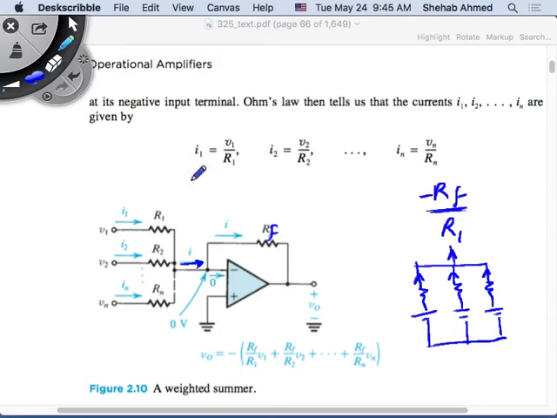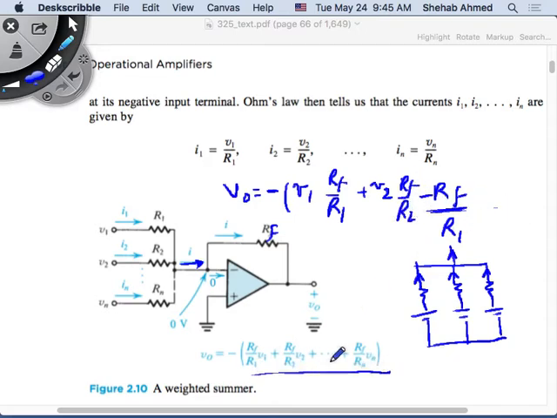So I1 here is equal to V1 over R1, I2 is equal to V2 over R2, and so on and so forth. So I can write my output as what? V output is equal to, it's a negative inverting amplifier, right? What am I doing to V1? I am applying again RF over R1 to it. What am I doing to V2? Same thing, RF over R2, and so on and so forth. And that's what they have here. So it's a summing amplifier.